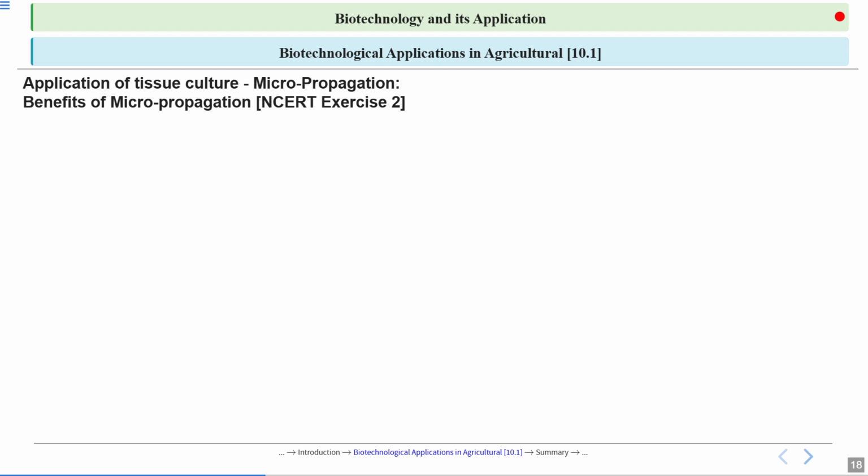Now, what are the benefits of micropropagation? From this session you will get the answer of NCERT exercise 2. First, recovery of healthy plant from diseased plant. We can recover healthy plants from a diseased plant because we can take a part of the plant that is healthy, and from that we can make many healthy plants even if the parent plant was a diseased plant.